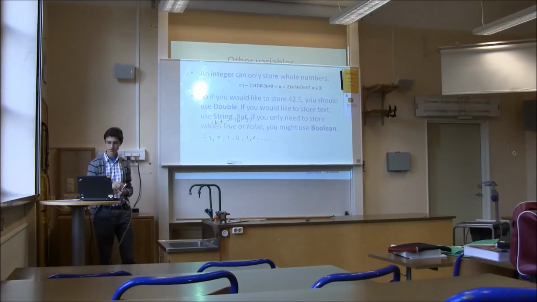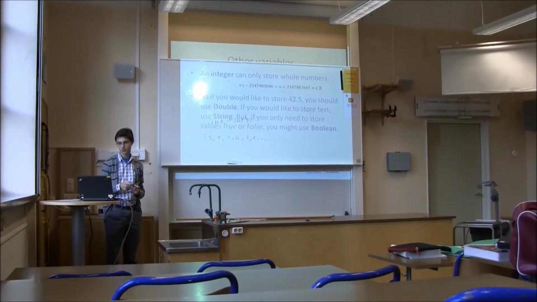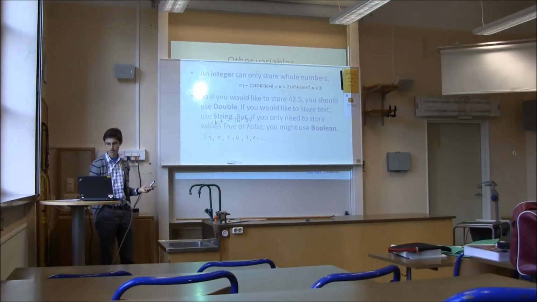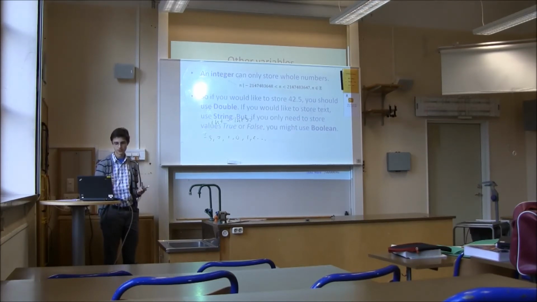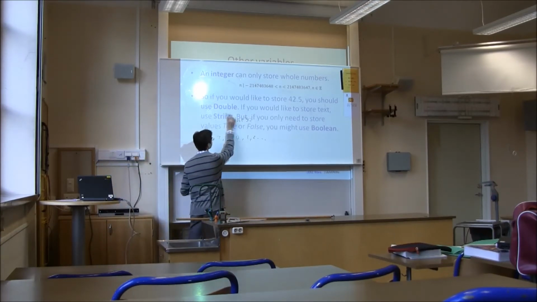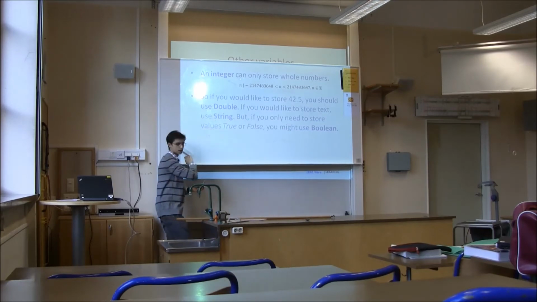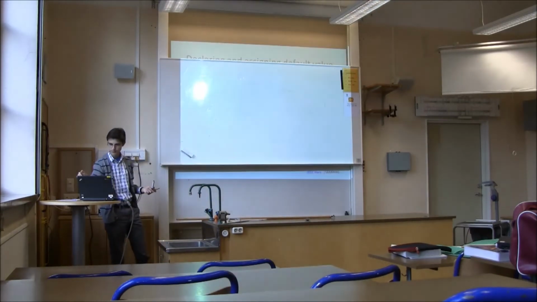So for instance, if you would like to save a number like 42.5, you should use double, of course, because it can store these kinds of values. And if you want to store text, you preferably use strings. And if you only need to store true or false, then you use a boolean.